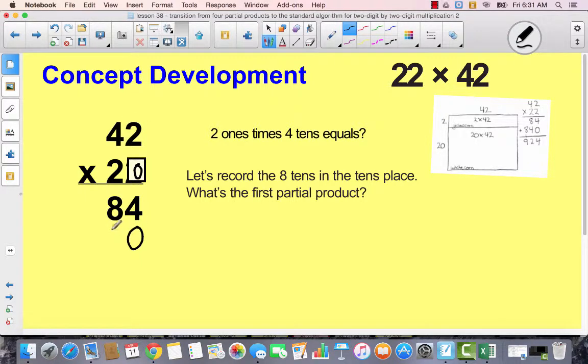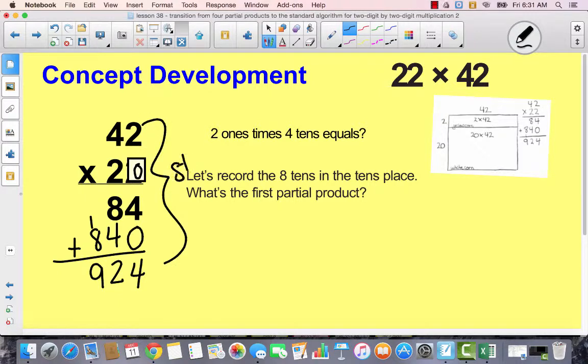So now I've got 2 times 2, which is 4, and I've got 4 times 2, which is 8, and now I'm going to add it together. So I have 4 plus 0 is 4, 8 plus 4 is 12, and 1 plus 8 is 9, so I have 924. This is the standard algorithm. If you asked your parents to multiply 22 times 42, this is the strategy that they would use.